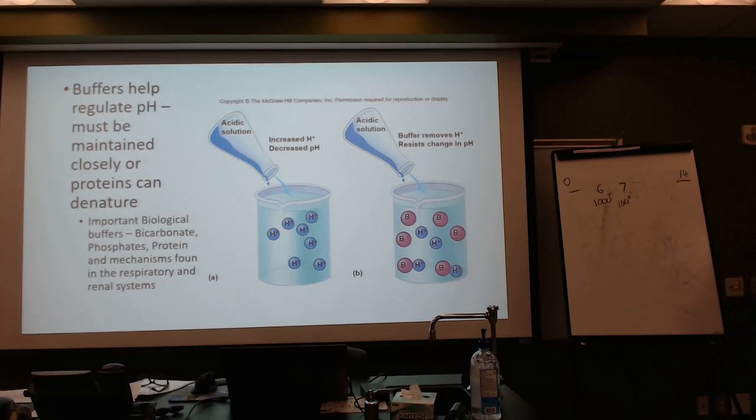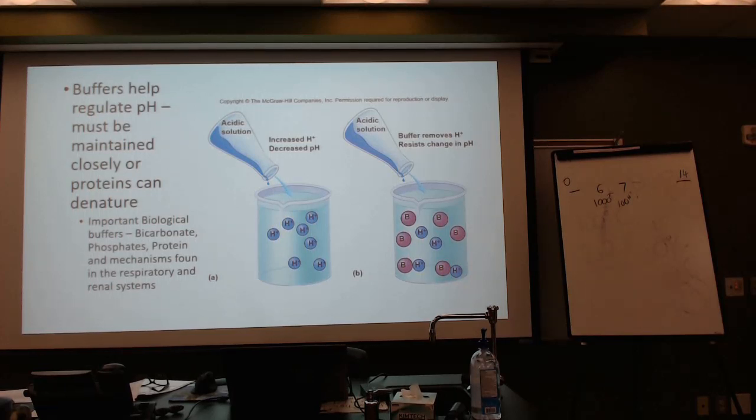Now, in my blood, I'm at 7.45, and because these H pluses increase by a factor of 10, and at 7.45 I have buffer systems in my body, like bicarbonate, phosphates, some proteins, mechanisms that keep my blood at 7.45.